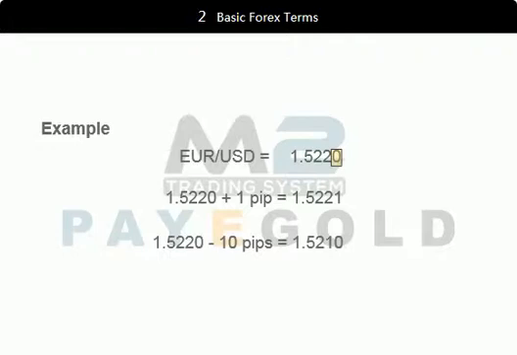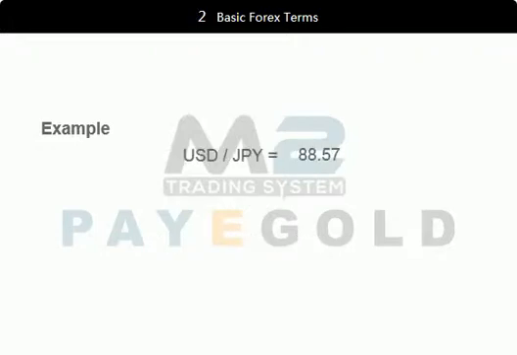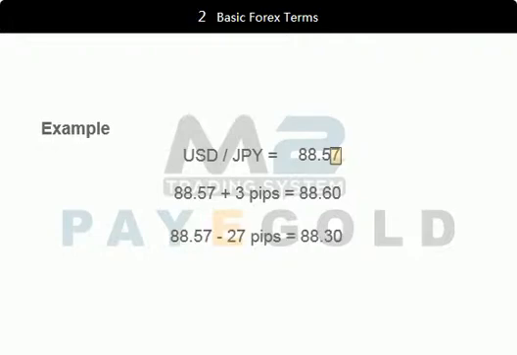1.5210, and so on. The Japanese yen is different. For the Japanese yen, the pip is denoted at 2 places after the decimal point, meaning that if the US dollar Japanese yen is 88.57, then the pip is equal to 7. If the exchange rate rises by 3 pips, it will be equal to 88.60. And if it decreases by 27 pips, the exchange rate would be 88.30.